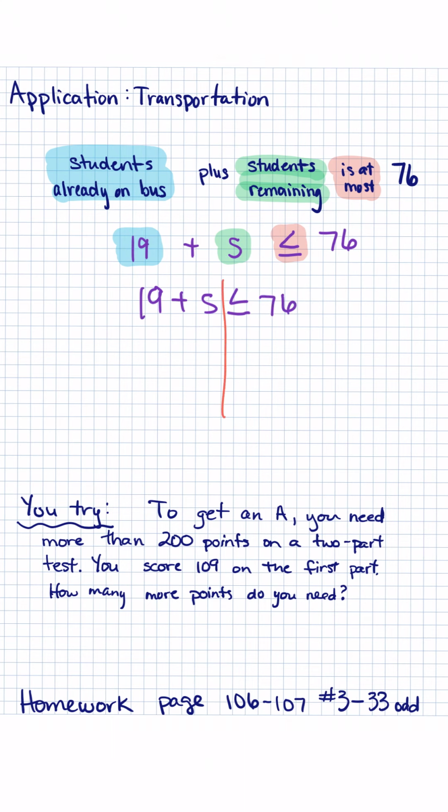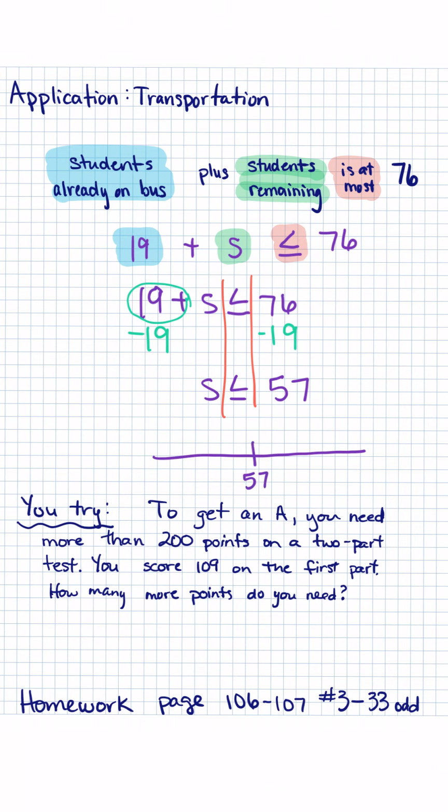To solve, this is a positive 19. To get rid of that, we're going to have to subtract 19. If we do it to this side, we have to do it to this side. So therefore, s is less than or equal to 57. If we want to graph that, we are going to look at the number 57. It's going to be closed, and it's going to be less than. Okay, so you try this one.